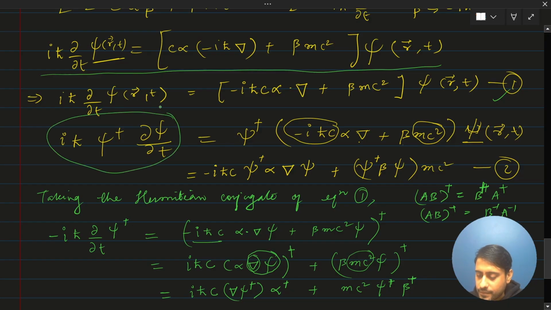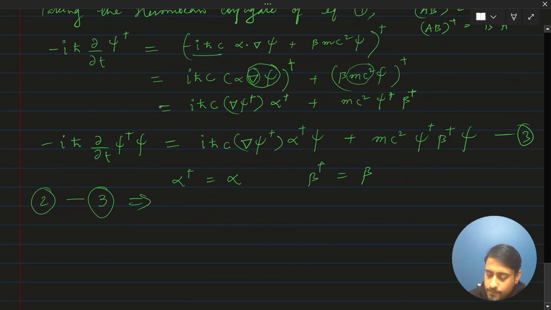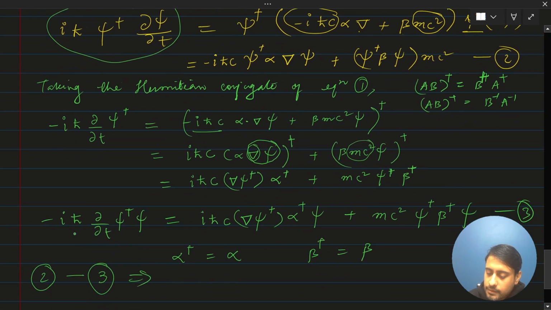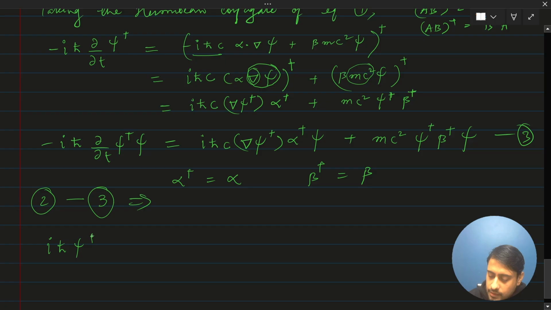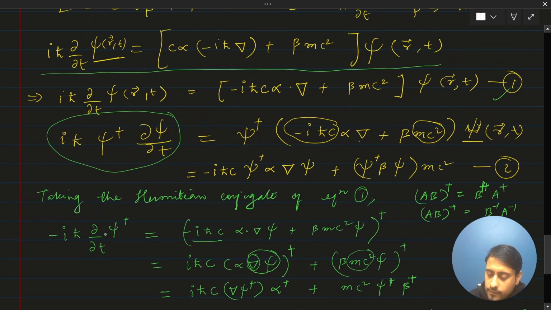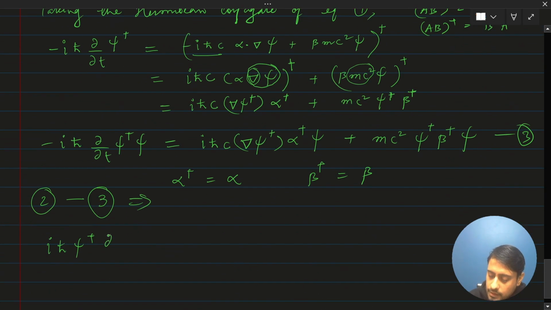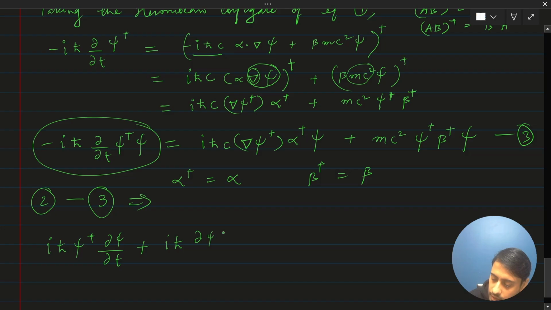Okay, so this is iħ ψ† ∂ψ/∂t, and then this term will be subtracted. So negative of negative will give you a positive iħ ∂ψ†/∂t multiplied by ψ.